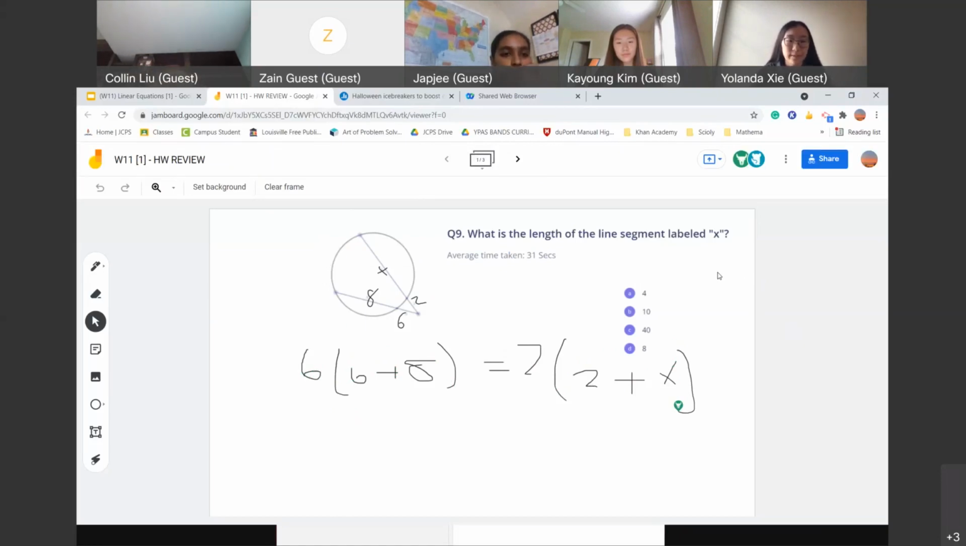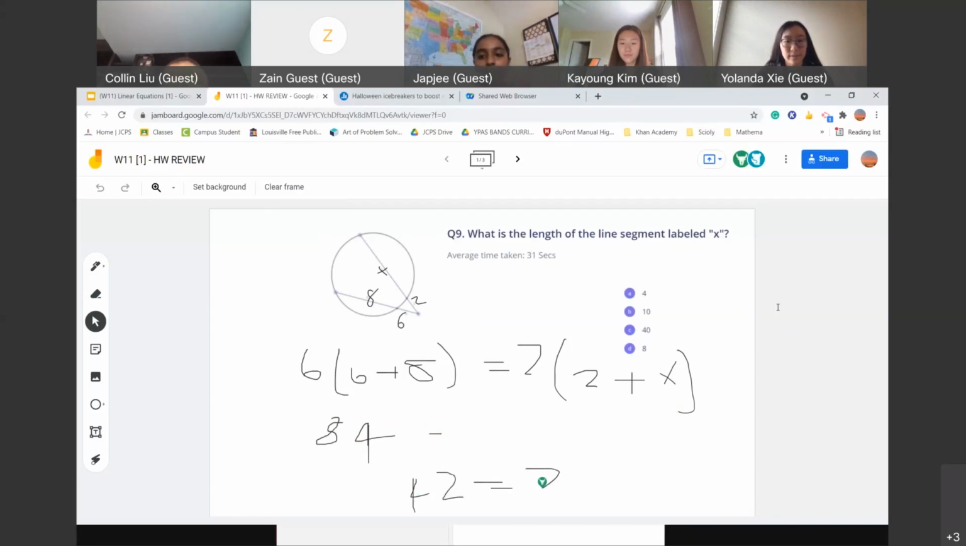So this would be 6 times 14, which evaluates to 84, right? And then that equals 2 times (2 + x). If we divide both sides by 2, then we get 42 equals 2 + x. And so we can see that x equals 40. So that would be your answer.